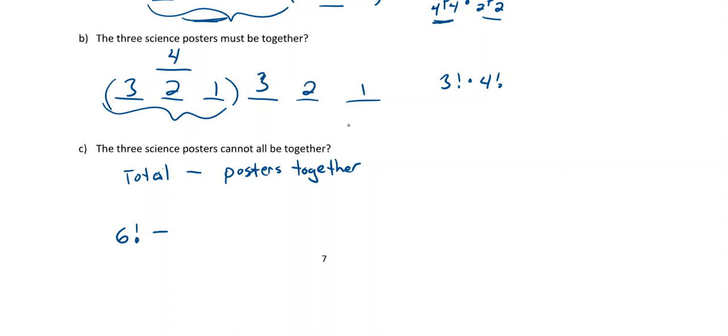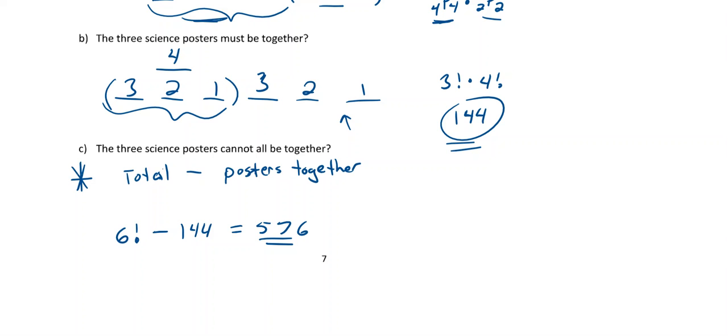Well, that was what we just did up here, right? And I didn't write down what that number was. Sorry, guys. That was 144. So there was 144 for the last one there. So this would be 6 factorial minus the posters together, which is 144. So that ends up being 576. Okay, so put a star on that. This one comes up quite a bit, because it's like another layer of thinking. Whenever you see that they cannot be together, you should be thinking, how many ways are they together? Then take your total minus that to get the other situation.